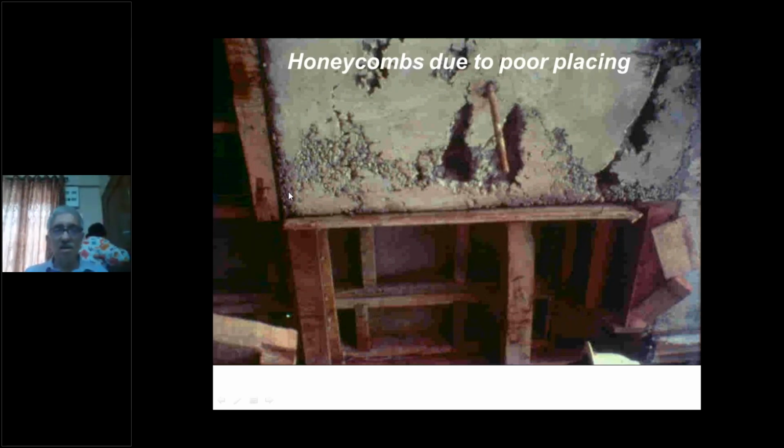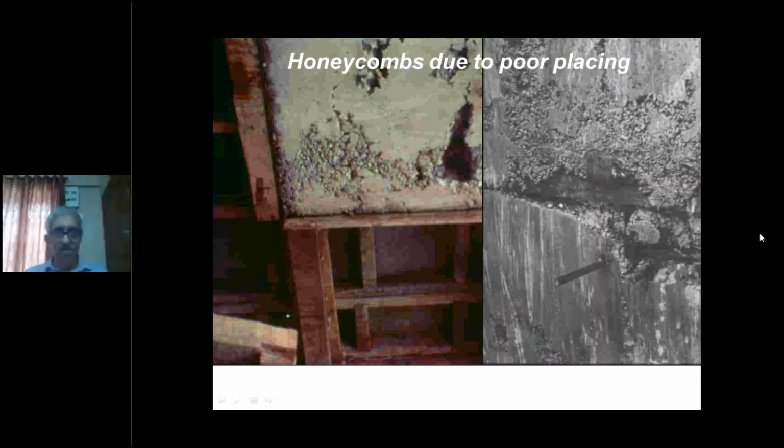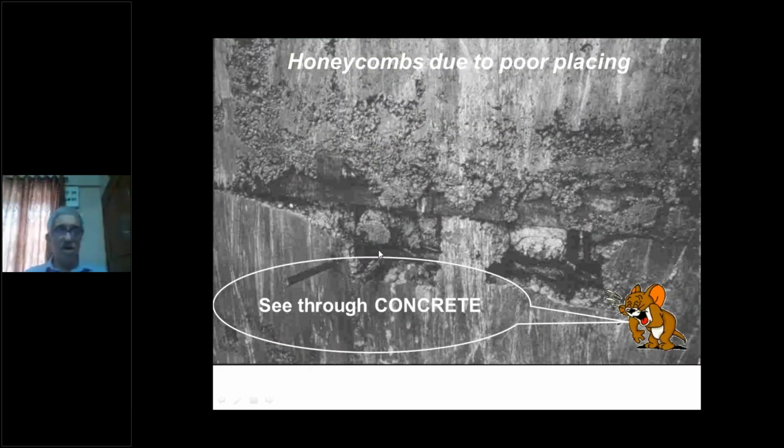Honeycombs can occur if you are careless in placing concrete. You can see sometimes the honeycombs are so large that they resemble footprints in concrete. This could not have happened. No human being could have gone in, but this is badly placed concrete full of honeycombs. Humorously, you can call it see-through concrete because the cover blocks and the reinforcement steel inside are all visible. The insert plate, everything is visible after the concrete is poured.